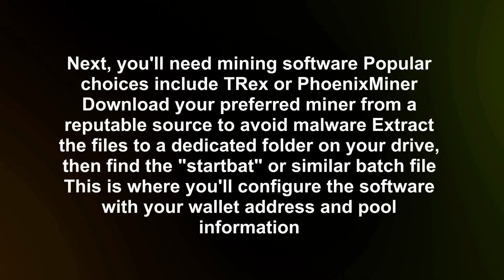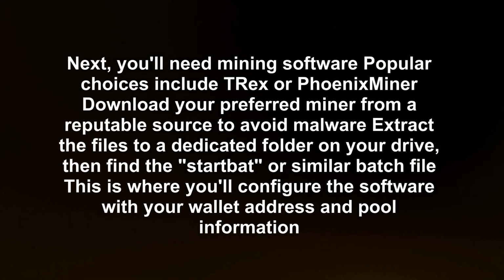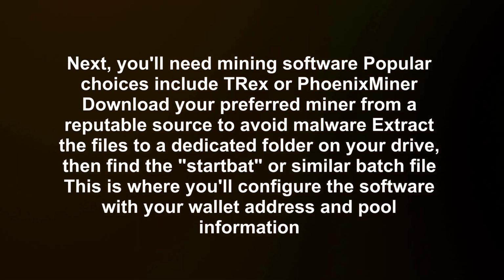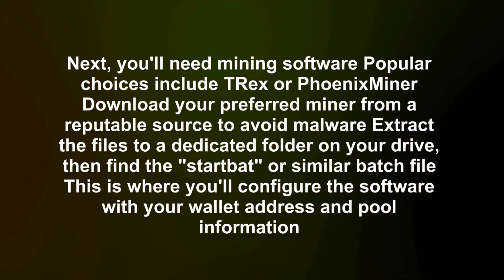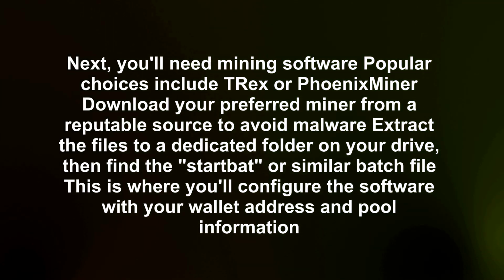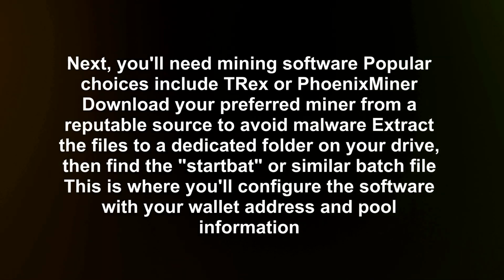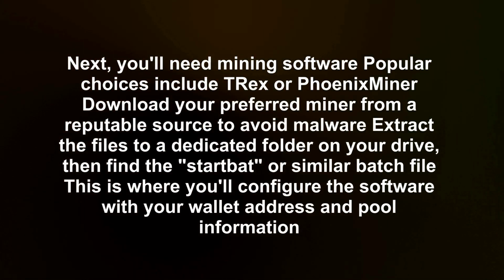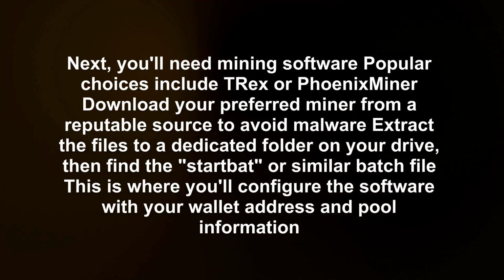Next, you'll need mining software. Popular choices include T-Rex or Phoenix Miner. Download your preferred miner from a reputable source to avoid malware. Extract the files to a dedicated folder on your drive. Then find the start.bat or similar batch file. This is where you'll configure the software with your wallet address and pool information.